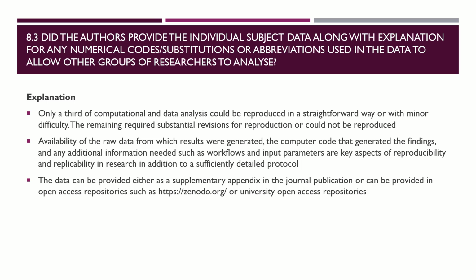Availability of the raw data from which results were generated, the computer code that generated the findings, and any additional information needed such as workflows and input parameters are key aspects of reproducibility and replicability in research, in addition to a sufficiently detailed protocol. So you need to describe how to analyze the results as well. The data can be provided either as a supplementary appendix in the journal publication or in open access repositories such as zenodo.org or university open access repositories.